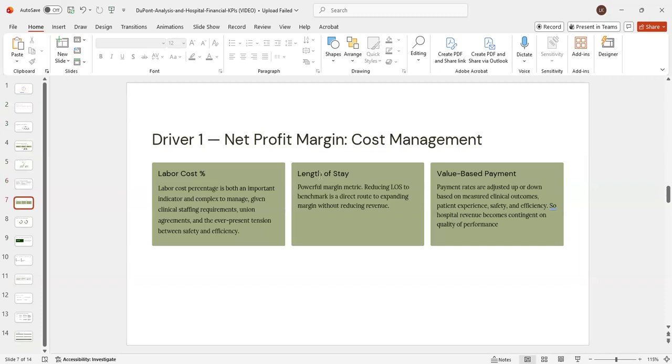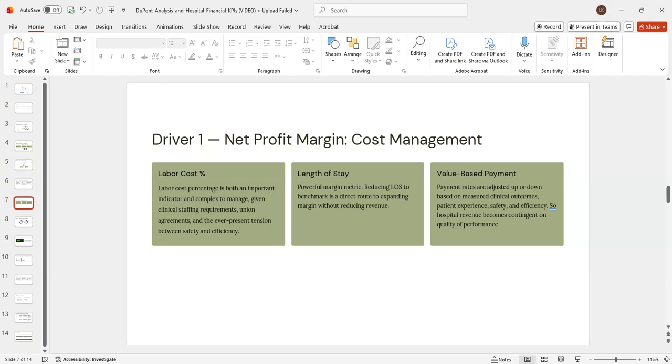With that, let's shift to the expense side of the margin equation and specifically cost management, again within the net profit margin component of the DuPont equation. Within costs, typically for a hospital, labor cost is a significant component. So labor cost percentage is potentially one of your most important operational indicators. But the downside is it's incredibly complex to manage.